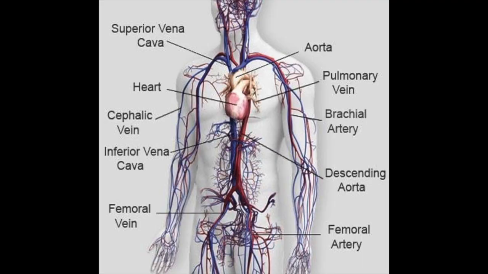So let's take a look at this picture here. This is the cardiovascular system in a nutshell. A lot of big blood vessels, aorta, superior, inferior vena cava, so on and so forth. Pardon me. The big two that I really want you to pay attention to are the brachial artery and the femoral artery.